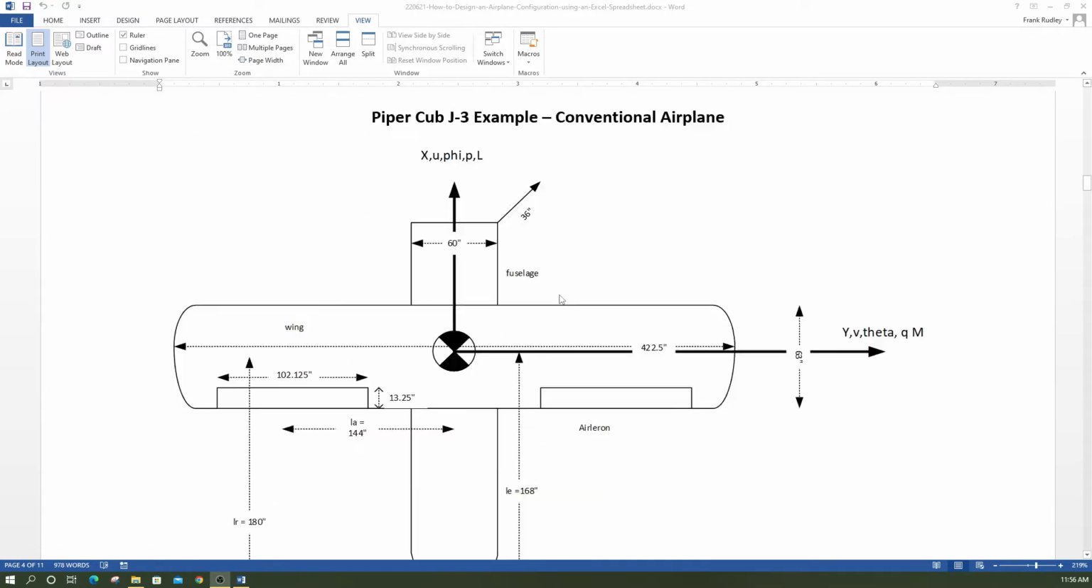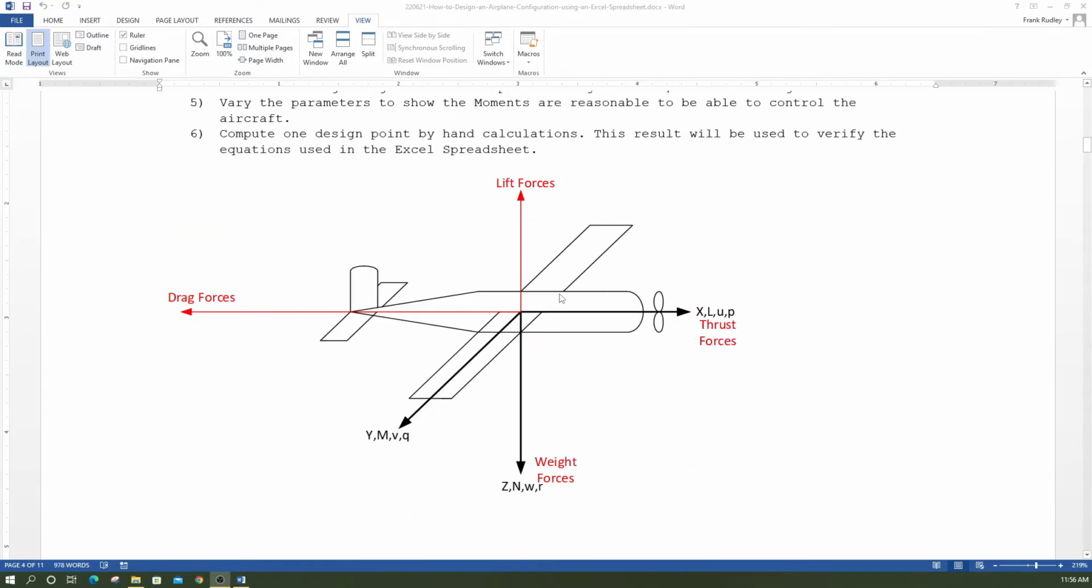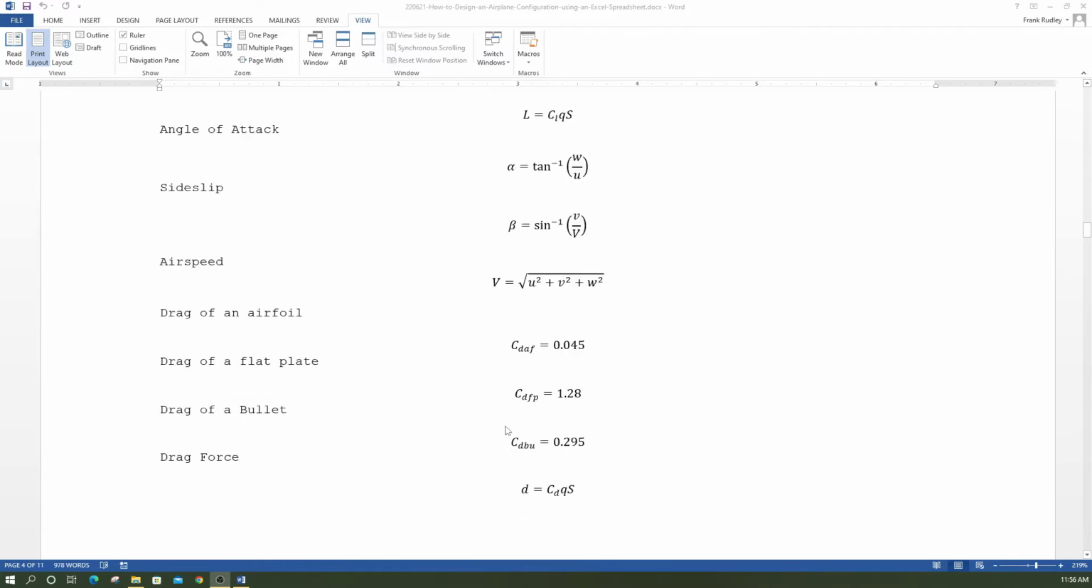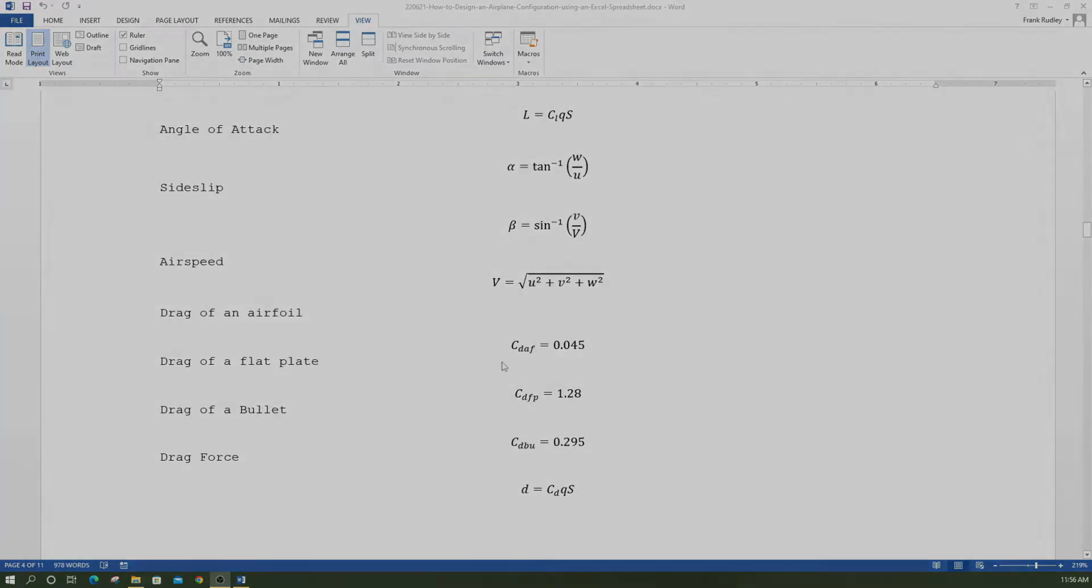So if we go back to our picture, this is u, the velocity along the nose, and v is the lateral velocity along the right wing, positive, and w is our vertical velocity, positive is downgoing. So that's our basic equations.